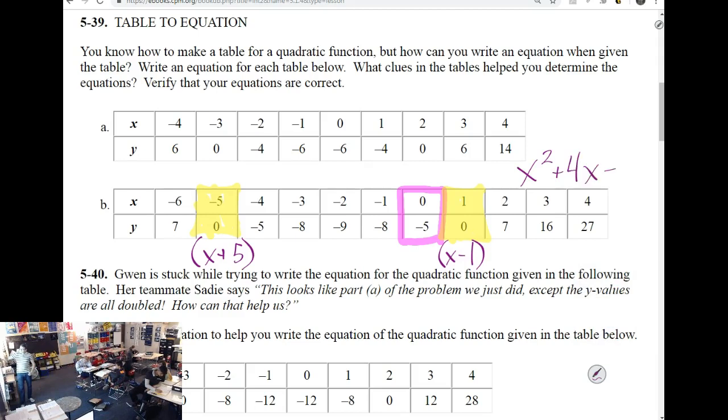x squared plus 4x. No, minus 4x, not plus 4. It seems like it worked out okay. It would be plus 4 if you did negative 5. This has to be x plus 5, because when you plug in the y, negative 5 makes it 0. So that's x plus 5. This is x minus 1. That's why that gets plus 1, the opposite. Are we good?